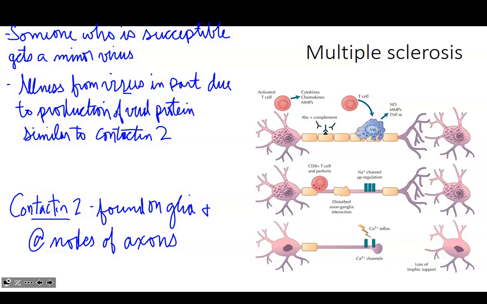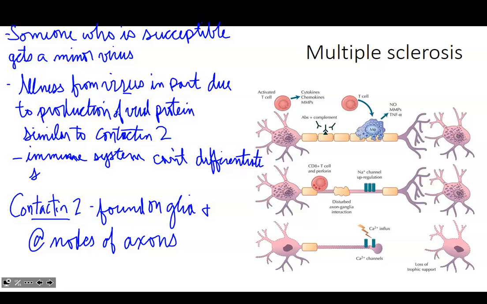And then when the immune system responds, I think you can see where this is going, but the immune system is unable to differentiate between self and viral protein. So the immune system can't differentiate self and not self. And so the immune system sort of overreacts and attacks anything that looks like contactin 2 and contactin 2 itself.